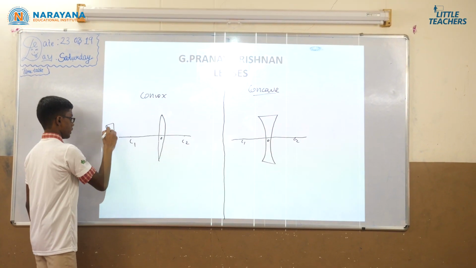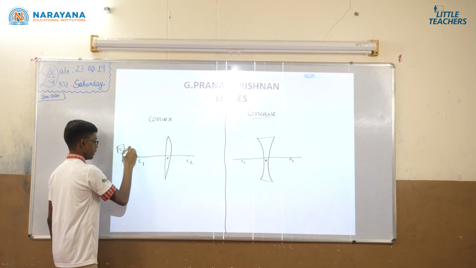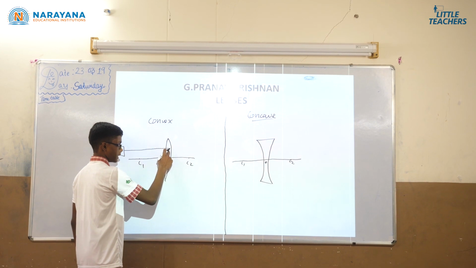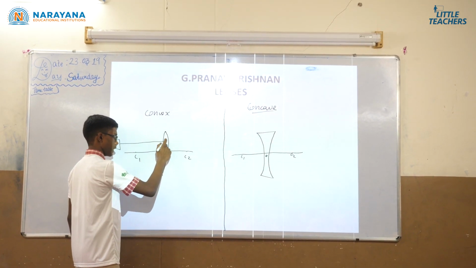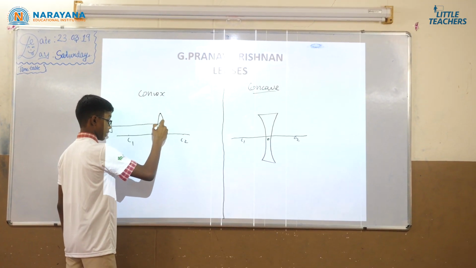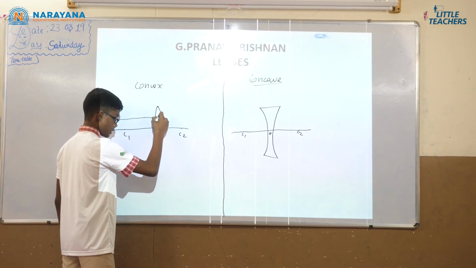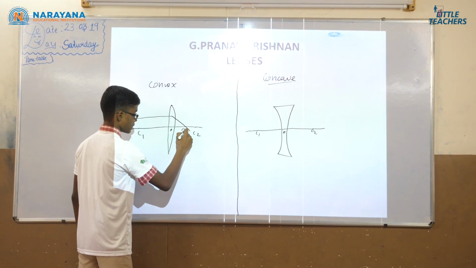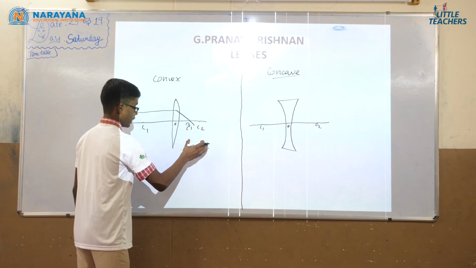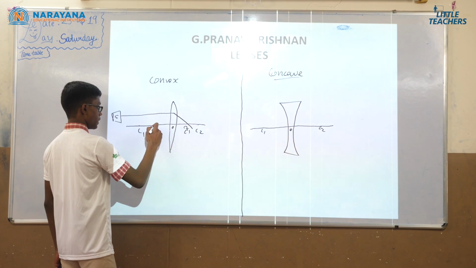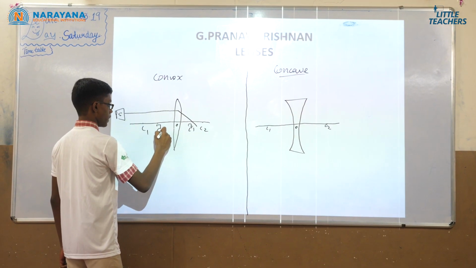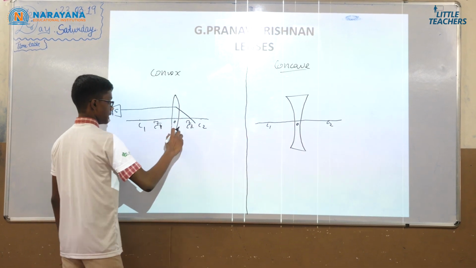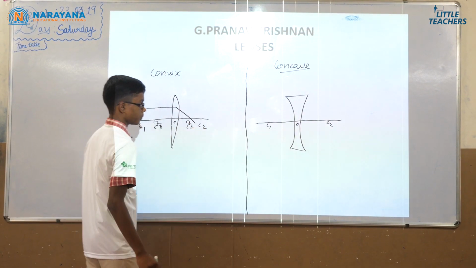Take a luminous source here. Consider a ray parallel to the principal axis getting incident on the lens. After getting incident, this ray refracts and converges and meets at a point on the principal axis called the focus. When you do it in the opposite manner, you get another focus here, which is focus 1 since it is on the side of C1, and focus 2 since it is on the side of C2.